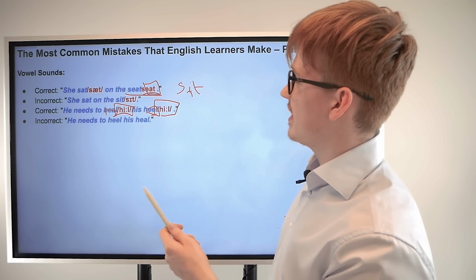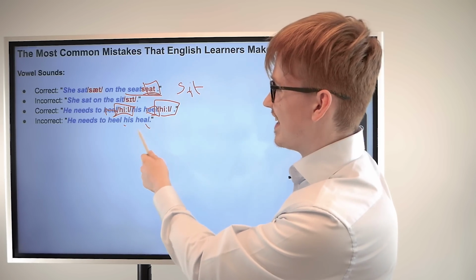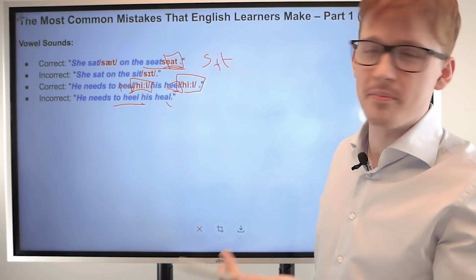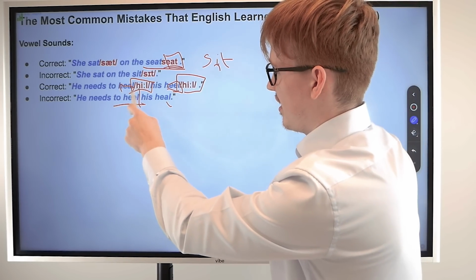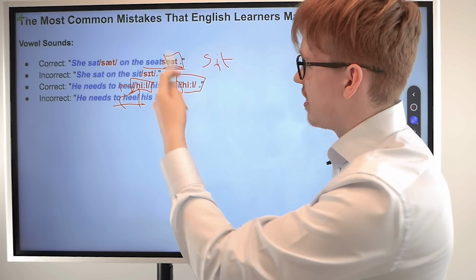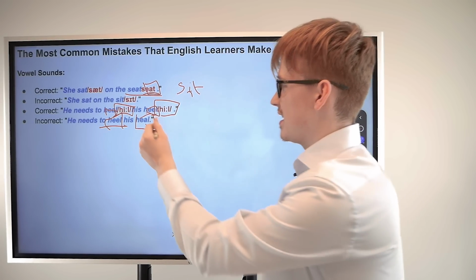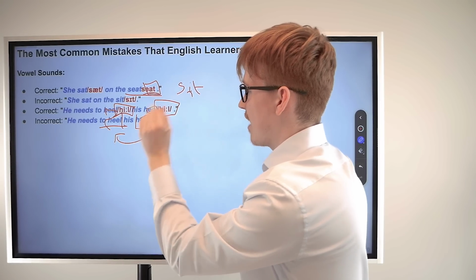And incorrect would be to swap them, which is a spelling difference here. So the first heel would not be right, because you're using the heel as in the heel of your foot, and then you're using the heel as in to heal. So it should be the opposite way around here.